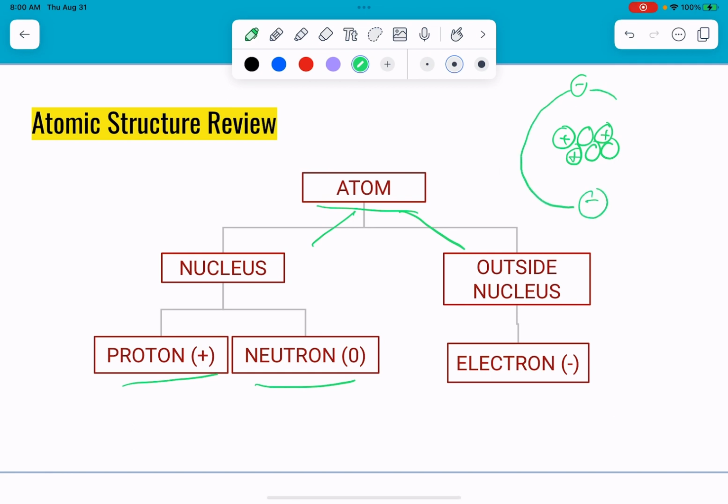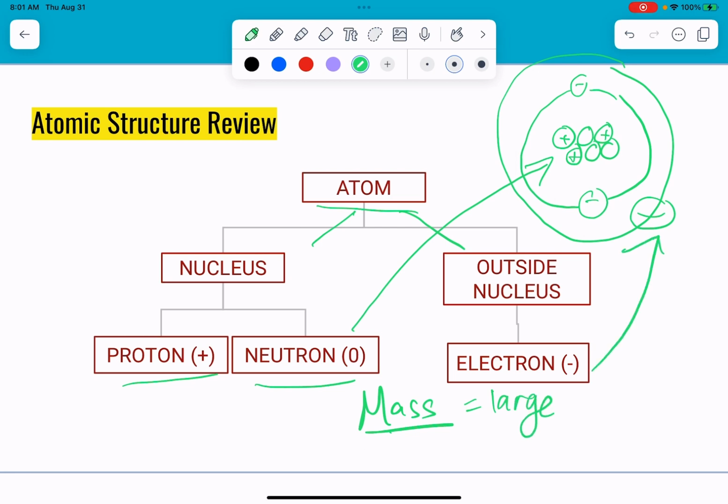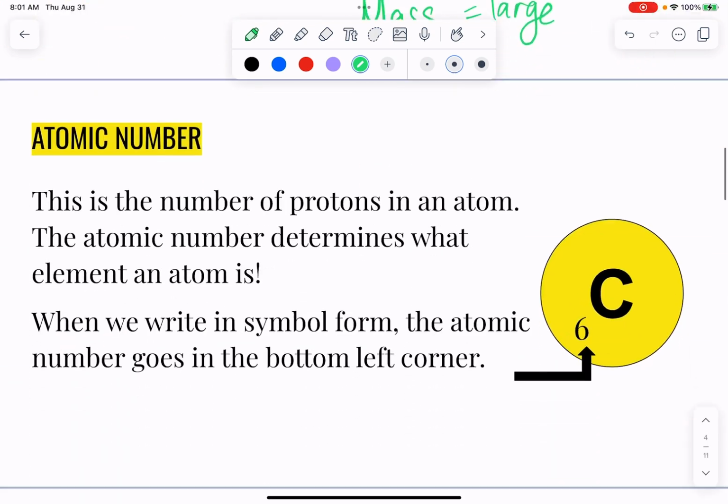I'm going to draw them in a Bohr model here. Maybe I'll draw one more. Okay. So this is what we're working with when we're talking about atoms. We're trying to remember that we have protons and neutrons in the nucleus, and those are massive. Massive means that they're large and they have mass compared to electrons. Electrons are tiny and they're flying around outside the nucleus.